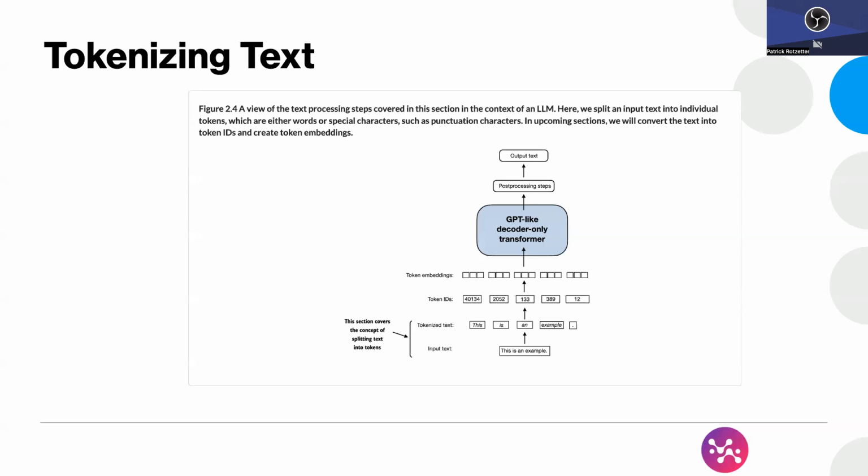But before you can do word embedding, you need to tokenize text. Tokenized text means that you have, for example, 4 words in a sentence, and then you give an ID to every word. So if you have a vocabulary with 10,000 words, or even more, for example, the word this would have the ID 40134, and the word is would have 2052, and so on and so forth. So each word will have an ID.